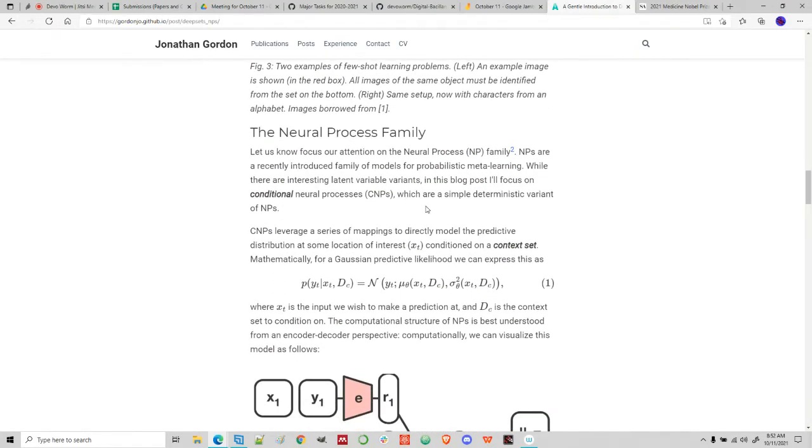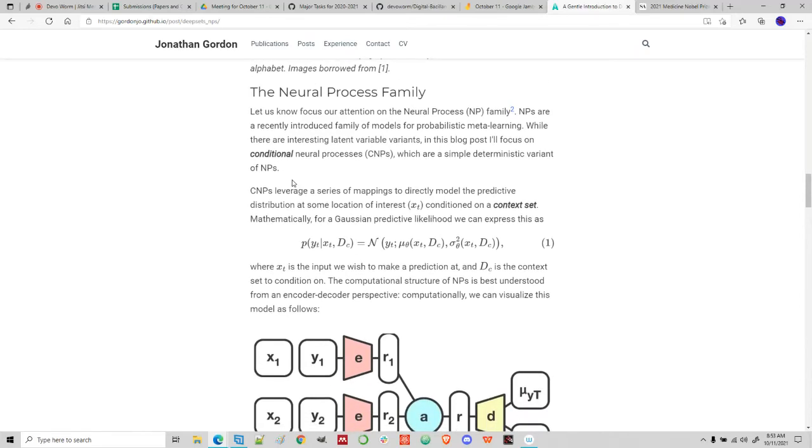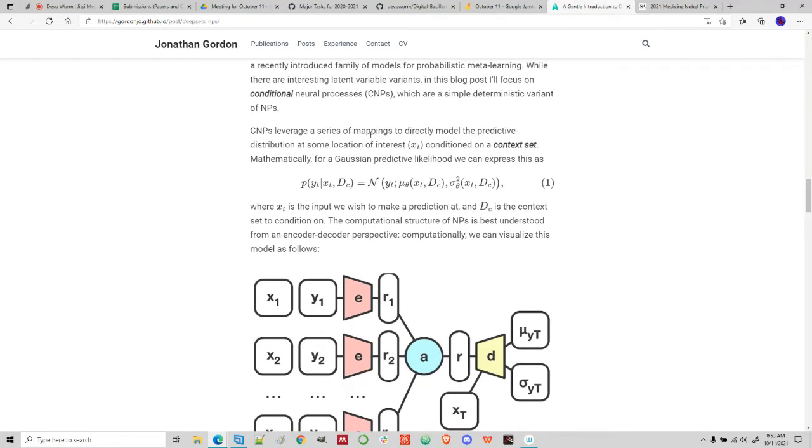Now they talk about the neural process family. The neural process family is a recently introduced family of models for probabilistic meta-learning. In this post, it'll focus on conditional neural processes, which are a simple deterministic variant of neural processes. This leverages a series of mappings that directly model the predictive distribution at some location of interest, x sub t, conditioned on a context set. So this is the mathematical definition of it.